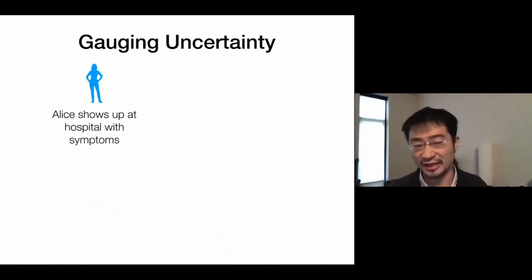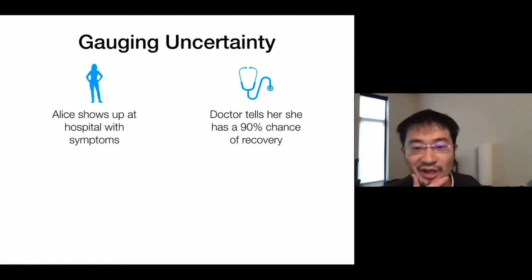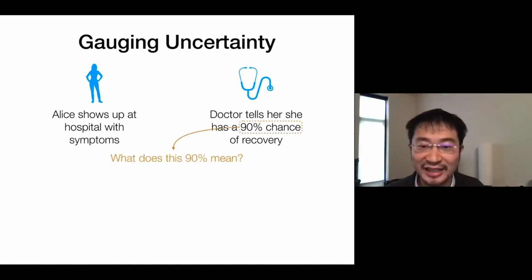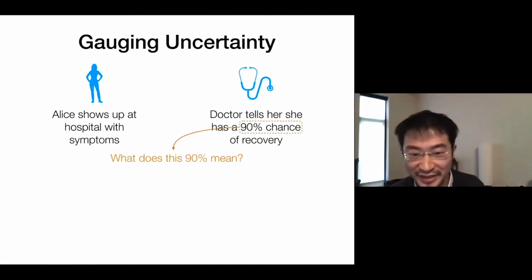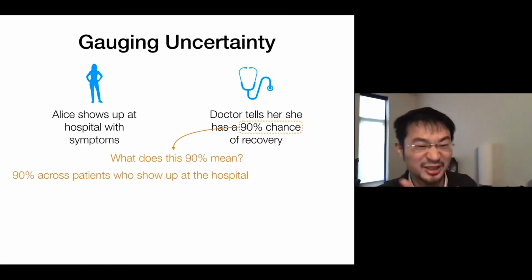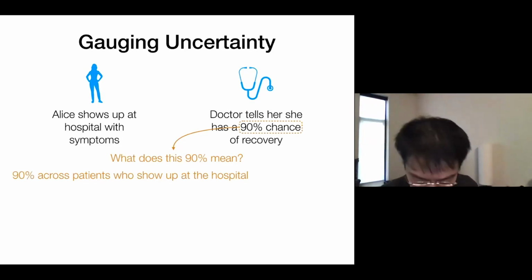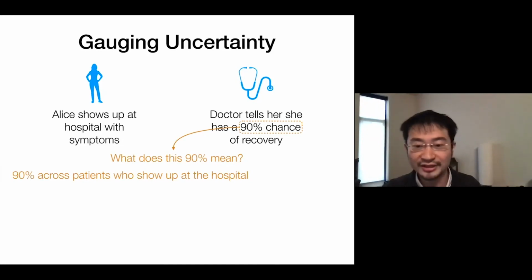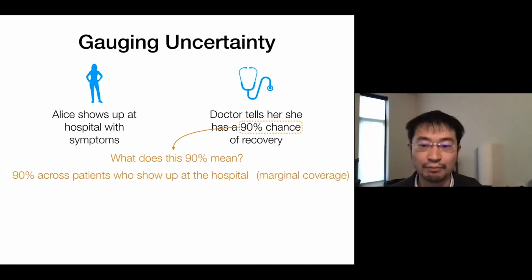There's another issue, which is gauging uncertainty. Let's say Alice shows up to the hospital and the doctor says, well, you have a 90% chance of recovery. The question is, what does this 90% mean? Does it mean something like 90% across all patients who show up to the hospital? If so, this is what I'll be referring to as marginal coverage. Marginal meaning that we're basically averaging across test subjects or test patients.